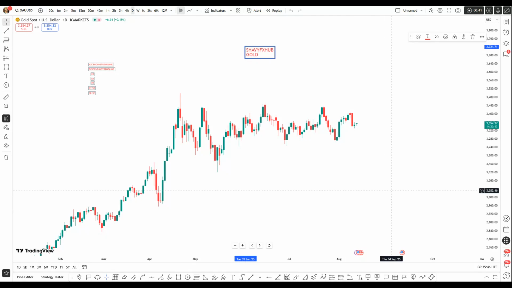We trade oil very well. We trade gold very well. We trade silver very well. Very, very well. So let's dive straight into the structure.